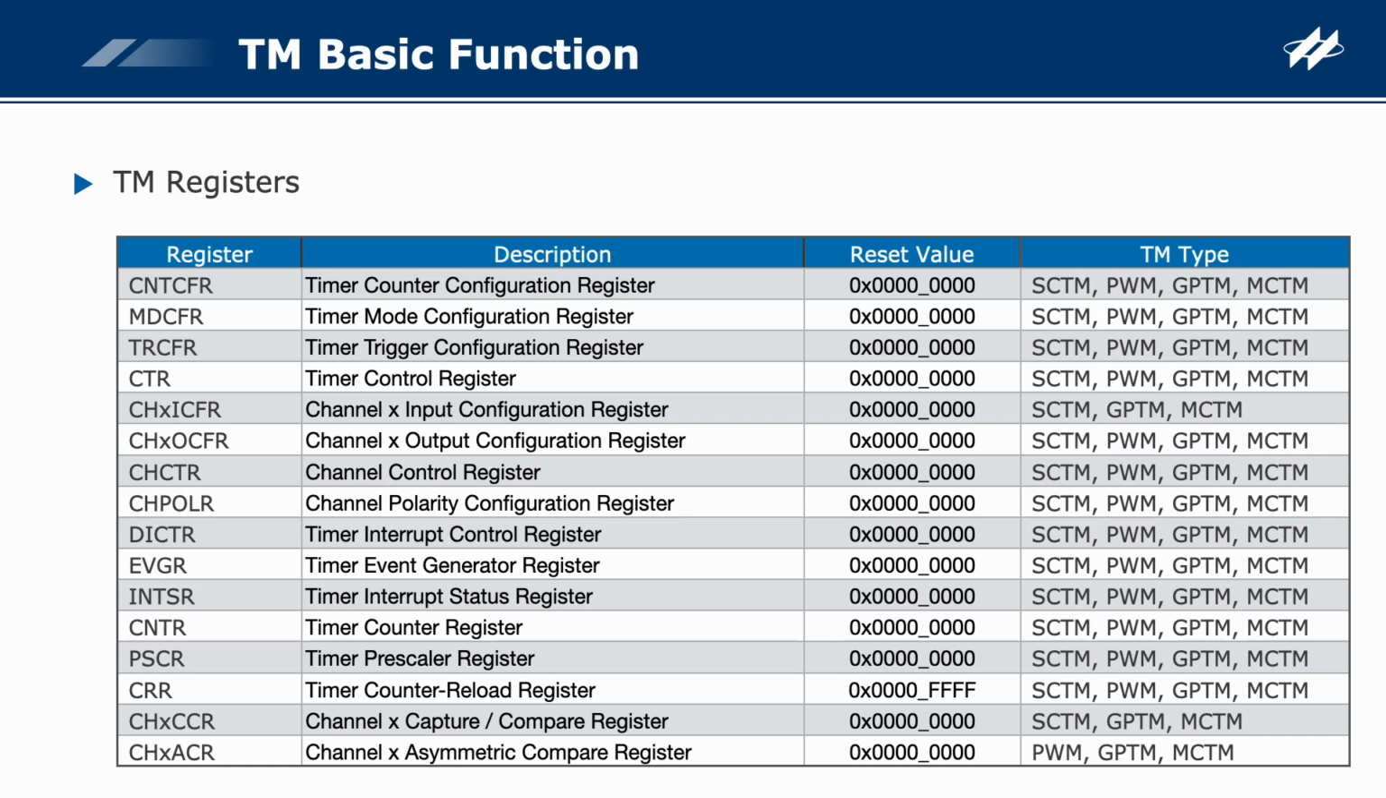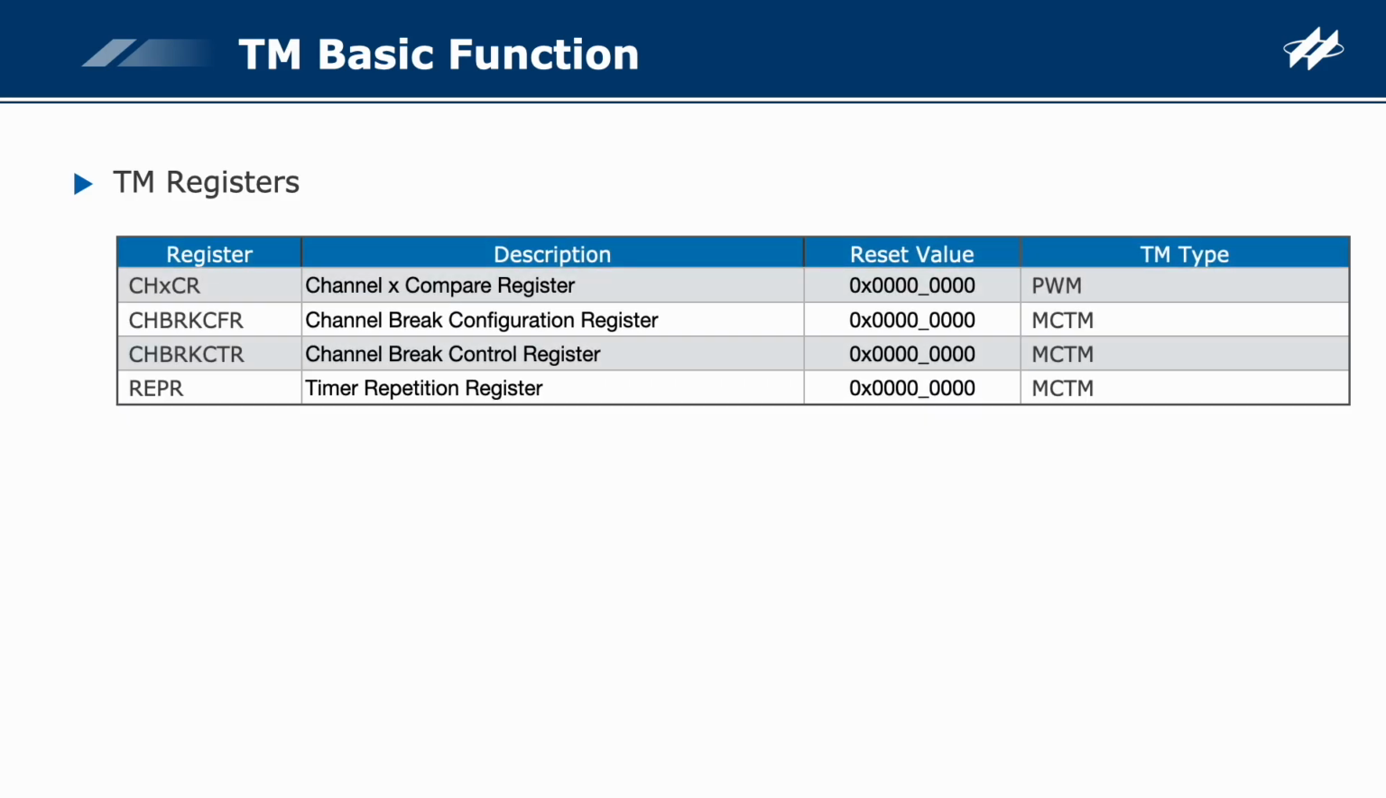The timer counter reload register specifies the timer counter reload value. The channel X capture or compare register specifies the timer channel X capture or compare value. The channel X asymmetric compare register specifies the timer channel X asymmetric compare value. The channel X compare register specifies the PWM timer channel X compare value.